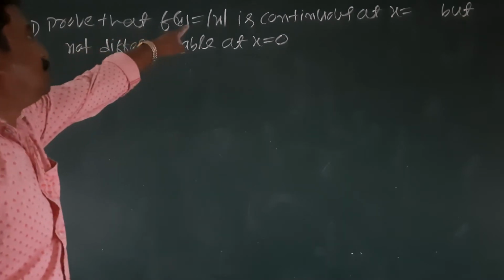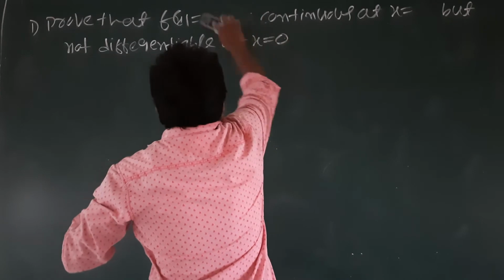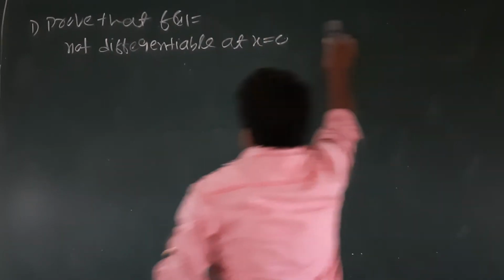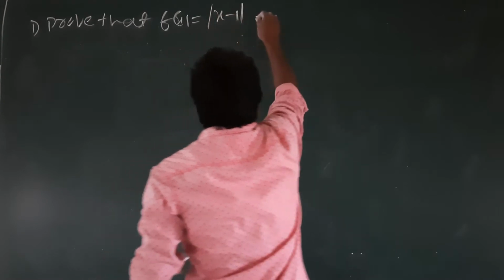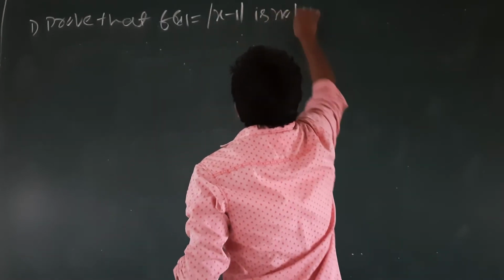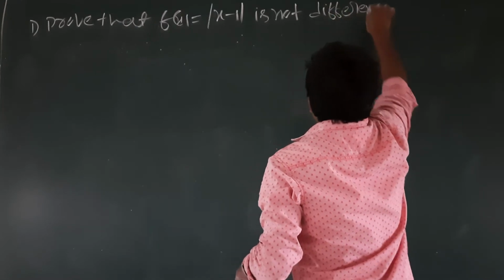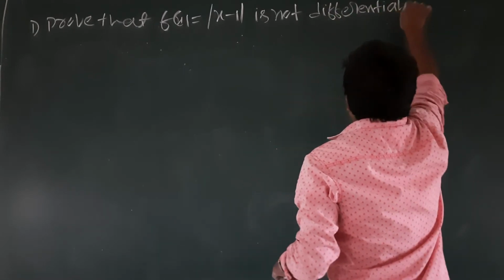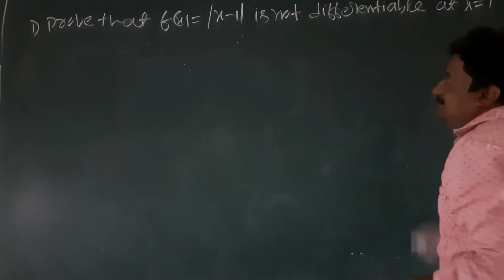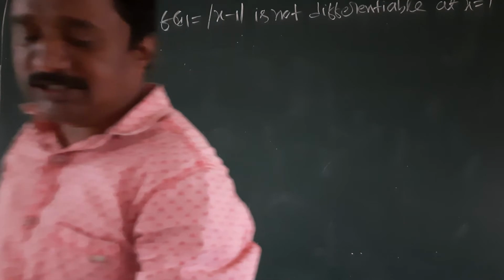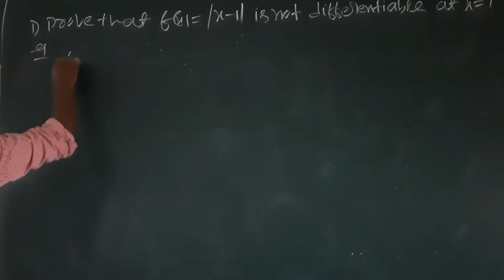Prove that f(x) is equal to mod x minus 1 is not differentiable at x is equal to 1. You apply same method, students. You apply same method. So that is left hand L f dash c.